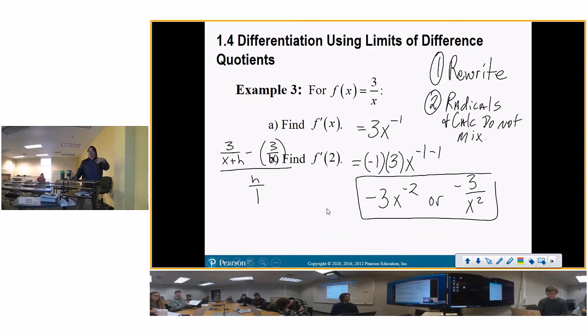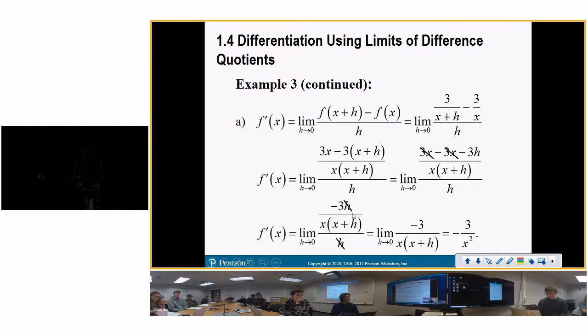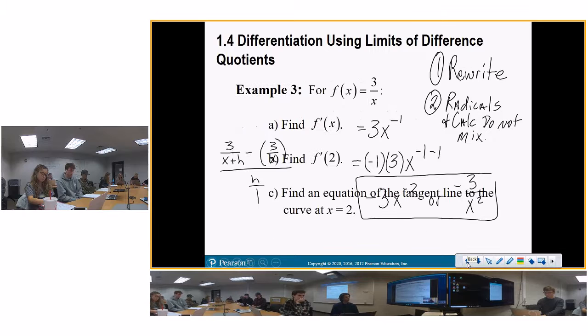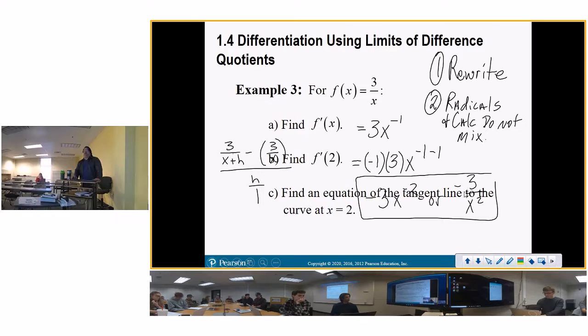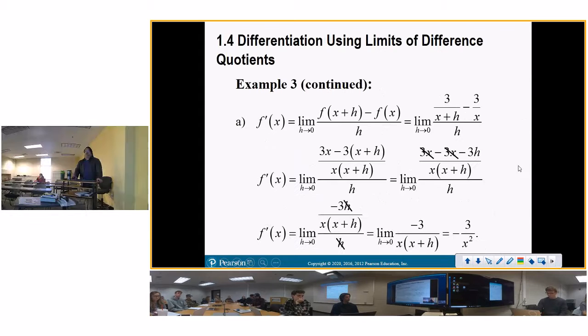So let's see, well, they're doing that. I'm not worried about that right now. There it is. Negative 3 over x squared. So I'm going to go back. There's my negative 3 over x squared, using the power rule. And I did it what? 2 lines. And you did it with several applications of algebra.